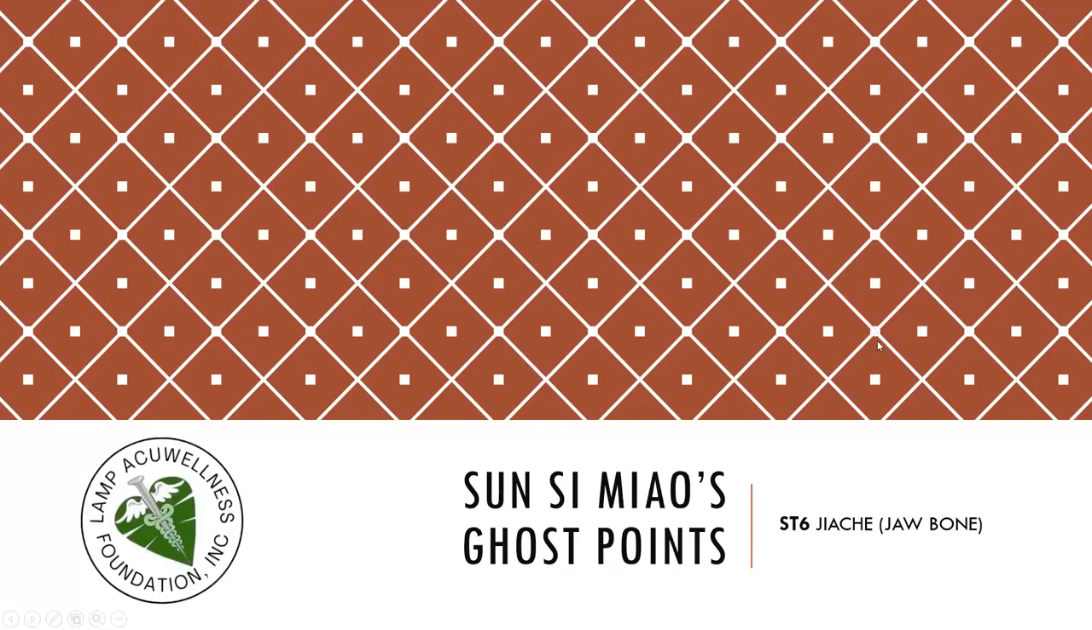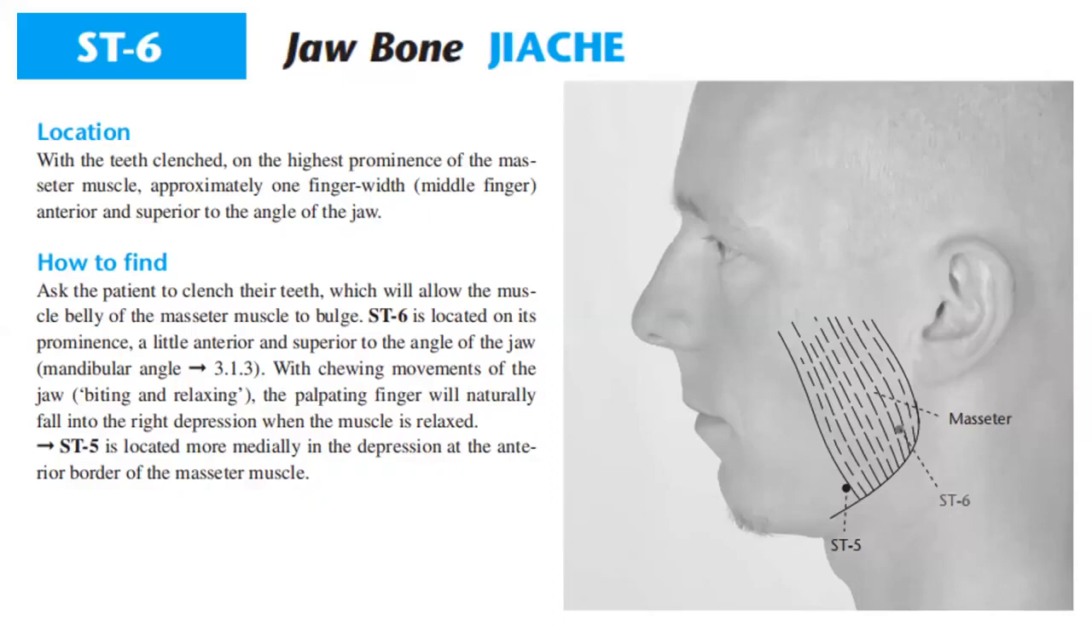Let's discuss the Sun Si Miao ghost point, Stomach 6, Jiache, jaw bone. Location: with the teeth clenched, on the highest prominence of the masseter muscle, approximately 1 finger width, with the middle finger, anterior and superior to the angle of the jaw.